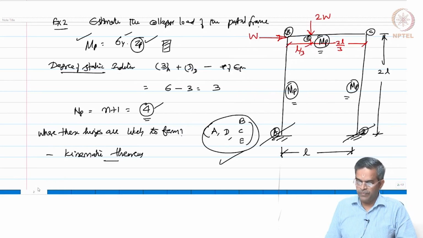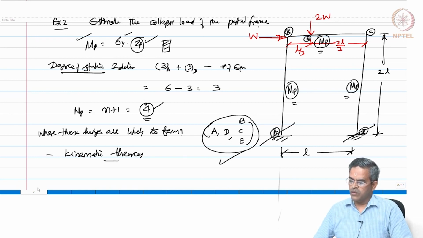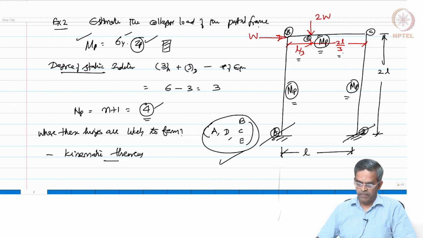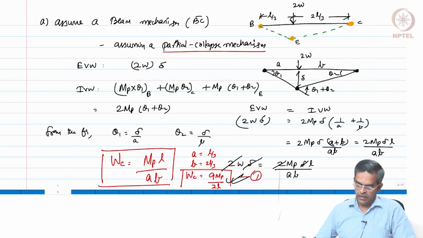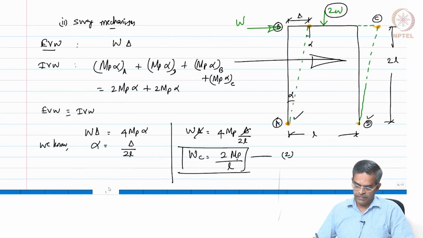This was the problem where a frame is subjected to a lateral load of W and a vertical load of 2W at an eccentric position. So, we computed from the beam mechanism that the collapse load is 9 MP by 2L. We also did the sway mechanism, where we said the collapse load is 2 MP by L.